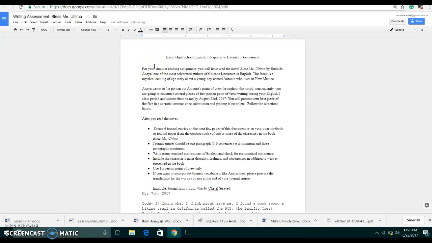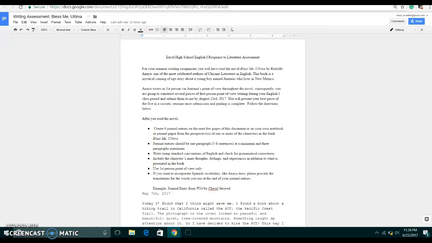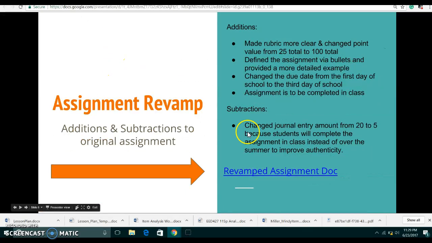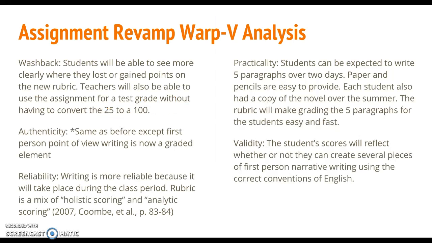Again, I'm going to post this Google slideshow into the discussion board. I'm also going to post this actual Word document link into the discussion board. And so let me flip back to this slide real fast. Okay. All right. Here's the revamped rubric, up close and personal. I sort of already went over it on the other paper.